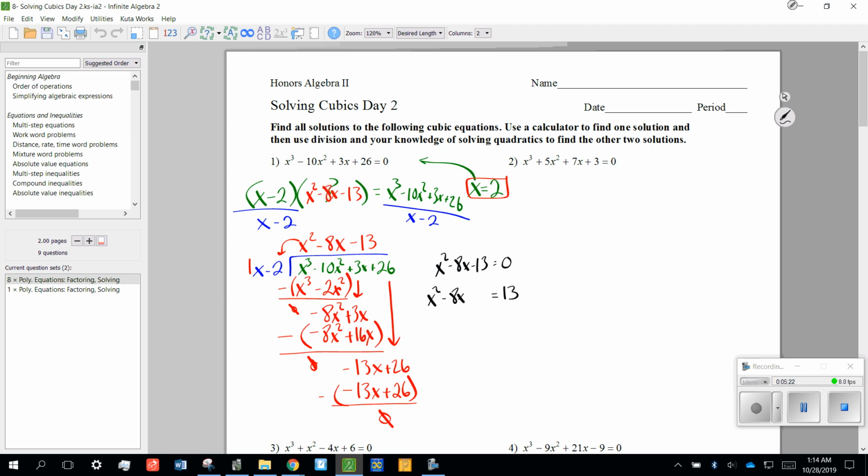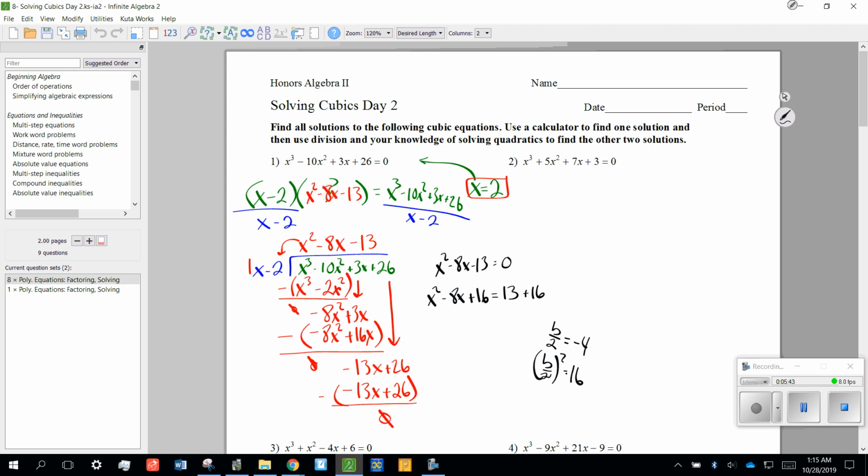Okay, I move the constant over. Now I need two numbers. Remember, I need b over 2, and that's negative 8 over 2, which is negative 4. And I need b over 2 squared. So negative 4 squared is 16. The b over 2 squared is what I add to both sides.